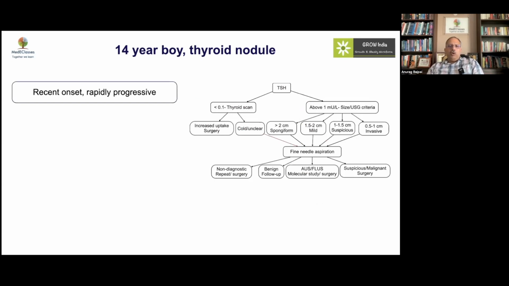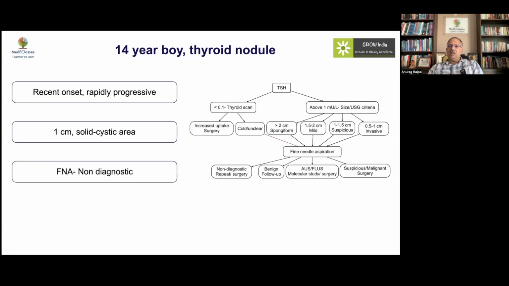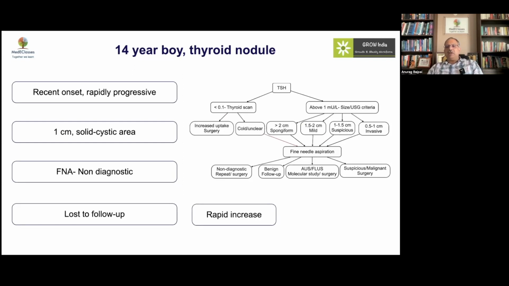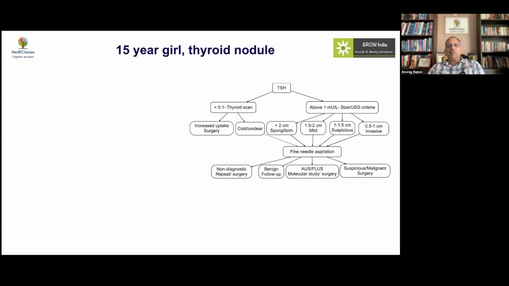A 14-year-old boy with a thyroid nodule, which is recent onset and rapidly progressive. Again, a red herring, as we have discussed: it's 1 centimeter, not very big, but a solid cystic area is there. So I'm a bit worried about that. FNAC is non-diagnostic. Just because you have a non-diagnostic FNAC does not mean that you don't have a malignancy risk. You need to be worried about this scenario. You may have a rapid increase and papillary carcinoma may develop. So you need to be very cautious in a non-diagnostic scenario.